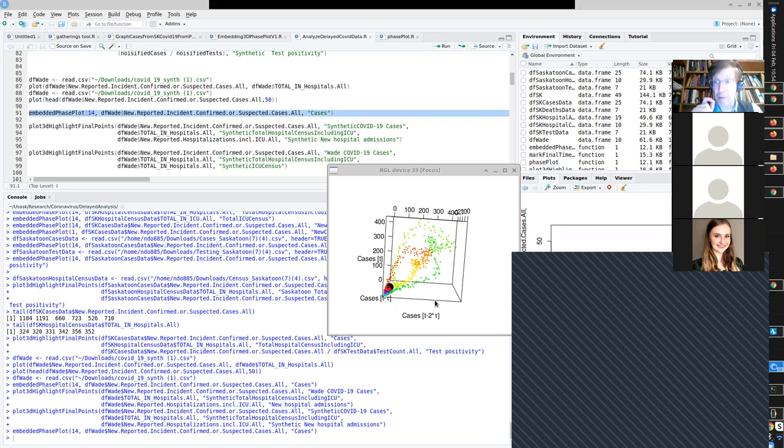R is a formidable vehicle, and often it takes a little bit of time to get used to, and then it clicks with students. And so we'll be working to get you over that hump, and for students more generally. It's quite a formidable tool.